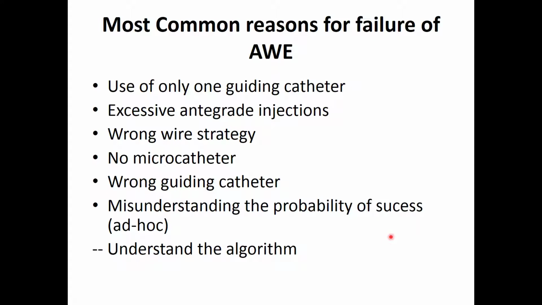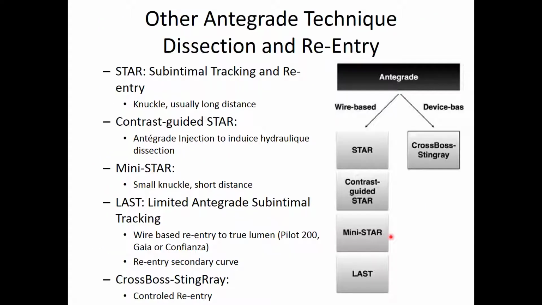So if you do not succeed to get an antegrade wire escalation that will bring you to the true lumen, then you need to switch to a dissection re-entry strategy. There are a lot of those strategies. There is the old STAR technique, the contrast-guided STAR technique that was described by Carlino, and there is the mini-STAR using small knuckles for a short distance, and the last, which is the limited antegrade subintimal tracking.